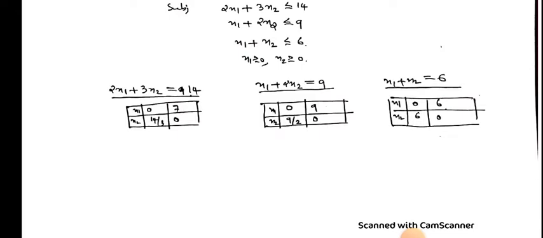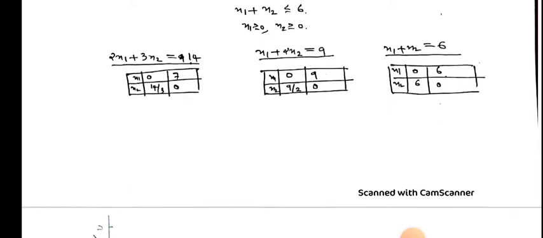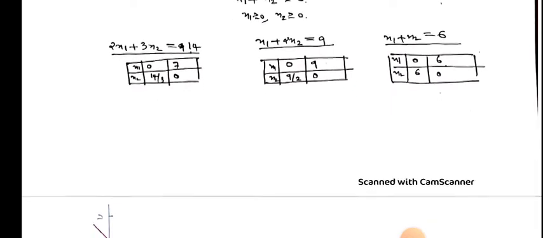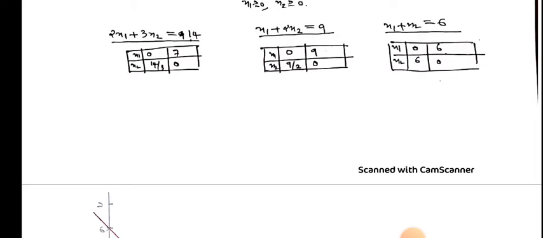And for the second constraint, the intercepts are found. That is x1 plus 2x2 equal to 9. Put x1 equal to 0, then x2 equal to 9 by 2, and x2 equal to 0 gives x1 equal to 9. Similarly, the third constraint x1 plus x2 equal to 6: x1 equal to 0 gives x2 equal to 6, and x2 equal to 0 gives x1 equal to 6. These are the intercepts of each constraint.